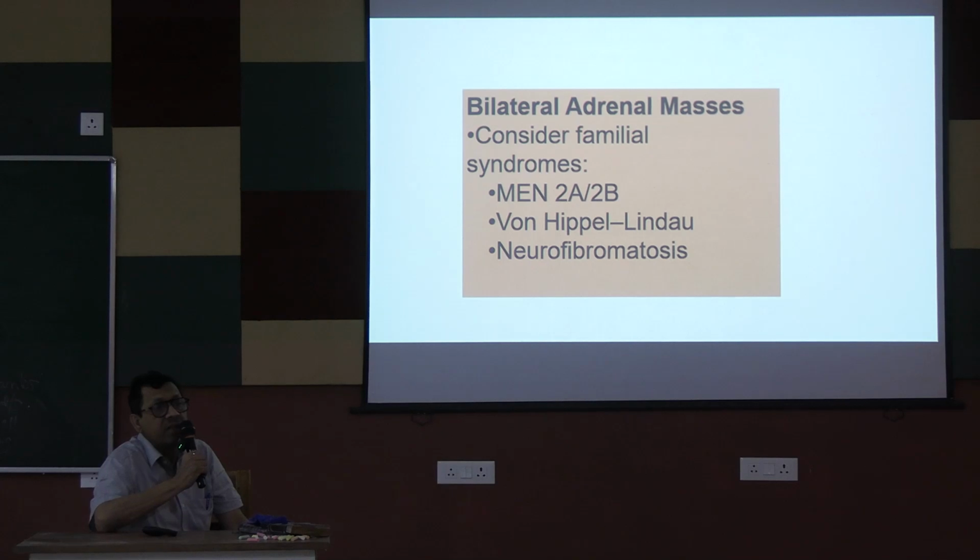So far we have been discussing the unilateral adrenal mass, which is the most frequent condition. But there are certain conditions where it may be a bilateral adrenal mass. What will you do in this case?